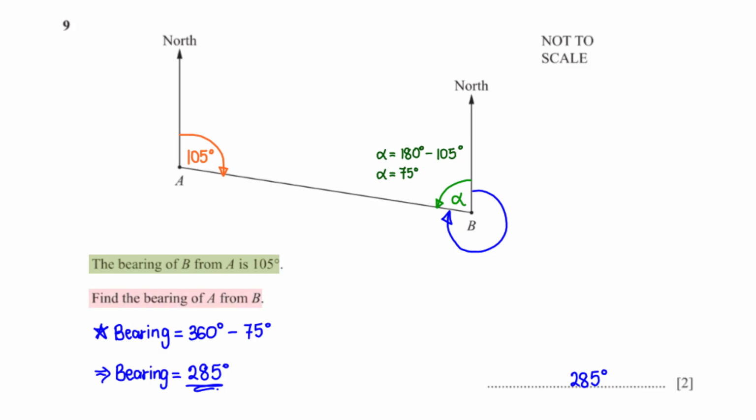The bearing of B from A is 105 degrees. Find the bearing of A from B. On the diagram, the bearing of B from A has been indicated with an orange arrow, and the bearing of A from B has been indicated with a blue arrow. This angle is equal to 360 degrees minus an angle which we have represented as alpha. Since these two are interior angles and the sum of interior angles is 180 degrees, alpha is 180 degrees minus 105 degrees, which gives us 75 degrees. So now the bearing of A from B is 360 degrees minus 75 degrees, which is 285 degrees.